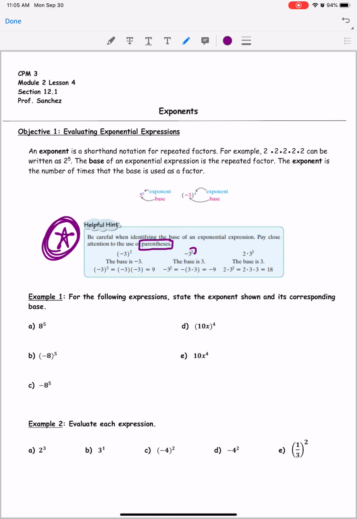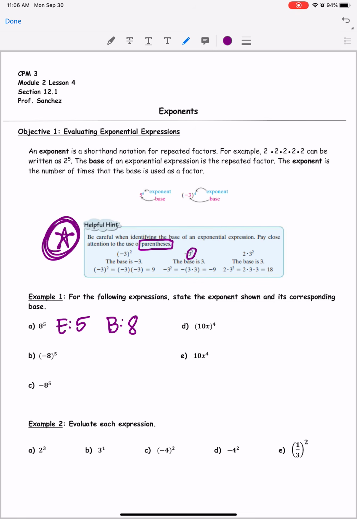That exponent only goes to what's directly in front of it unless it tells you with parentheses that it includes more than just what's in front. But when this one doesn't have parentheses, it does not include that negative. So it's just that 3. So, for example 1, for the following expression, state the exponent shown and its corresponding base. So in A, your exponent is the 5. Your base is the 8.